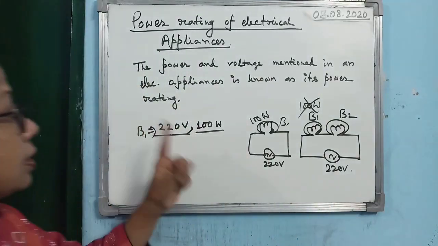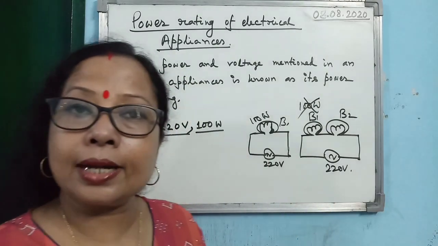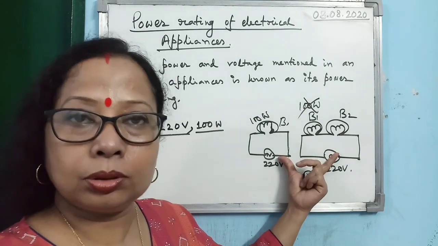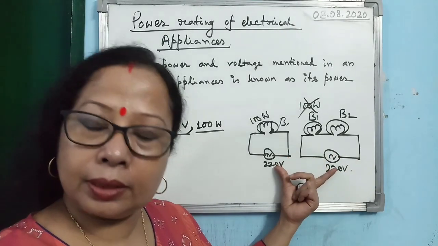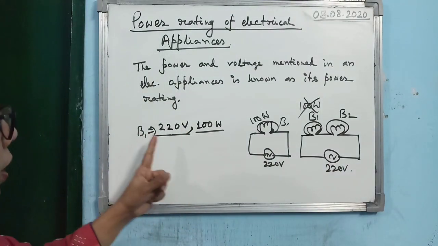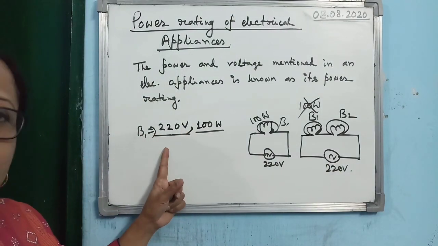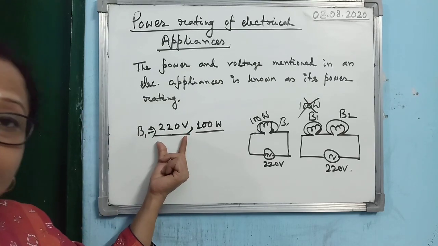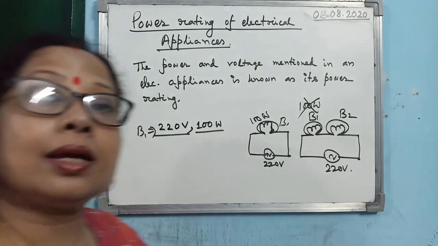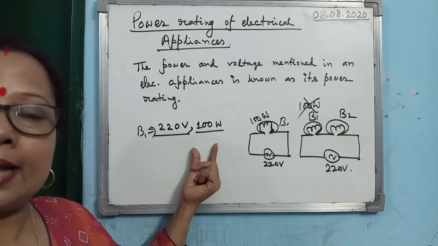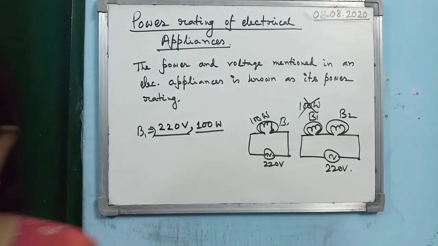Alright. So what is the meaning of power rating? That you have to understand. This part please do not copy in the notebook. This I have written for your better understanding. So here, what is the meaning of the power rating? That when you connect the appliance to the mentioned voltage, then only it will consume the mentioned power. That is the concept of power rating.